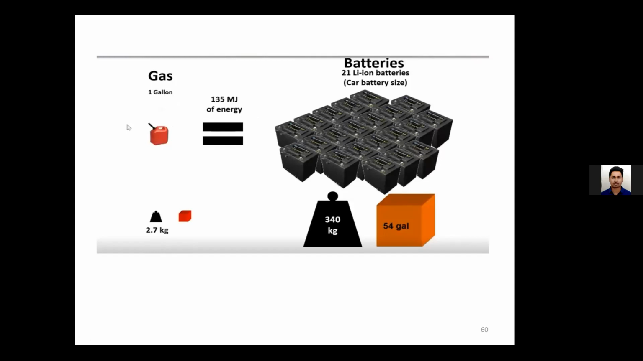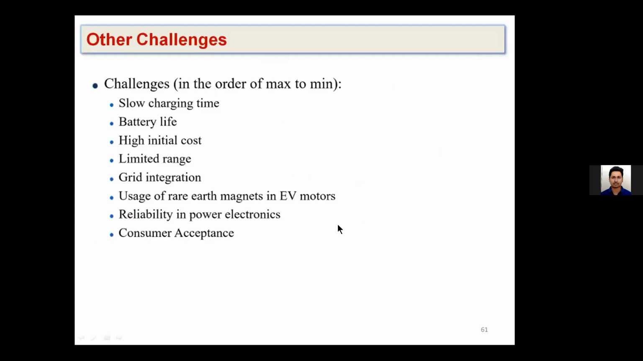EVs, because the more the weight, the more it impacts the performance of the vehicle. It's not feasible. Here you can see 2.75 kg equivalent, but from the battery, if you calculate the overall weight, it corresponds to around 340 kg. So this is one of the major drawbacks of lithium-ion battery technology when you compare it. Research is going on to improve the energy density such that this weight is drastically reduced.